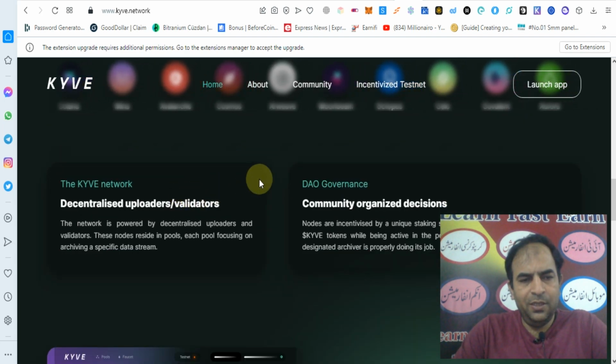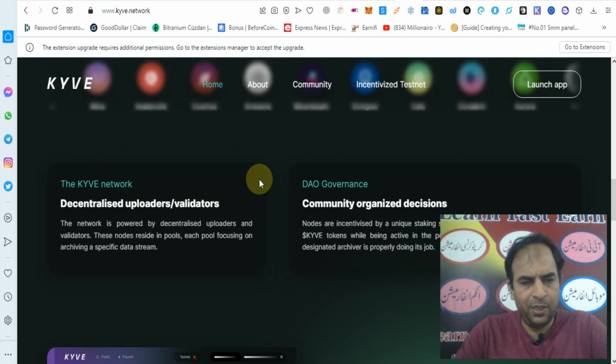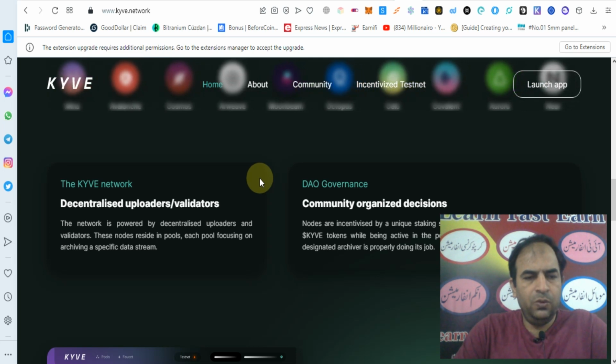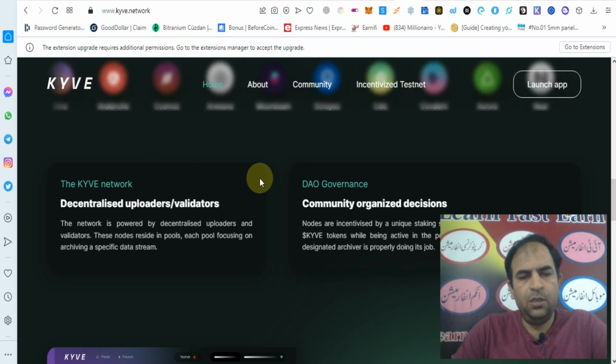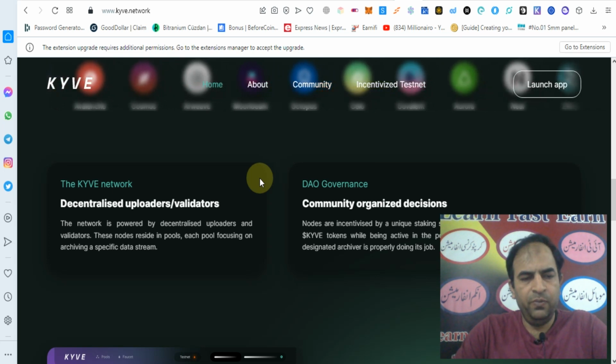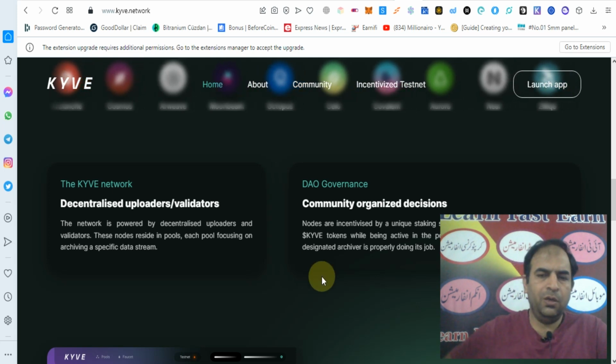KYVE Network decentralized uploaders and validators. The network is powered by decentralized uploaders and validators. These nodes reside in pools, each pool focusing on archiving a specific data stream. DAO governance, community organization decisions.